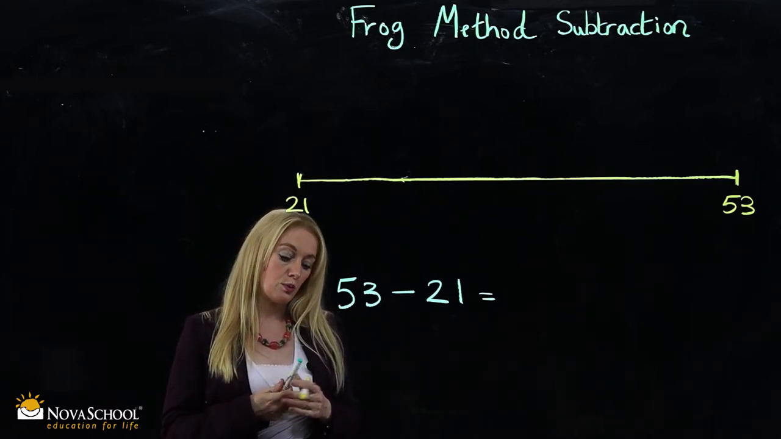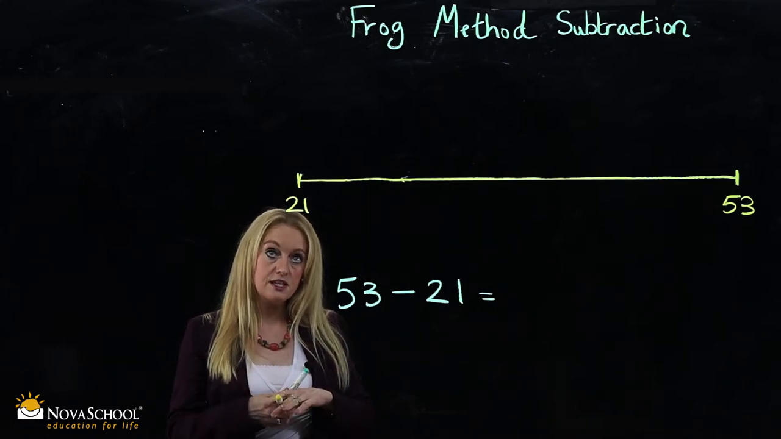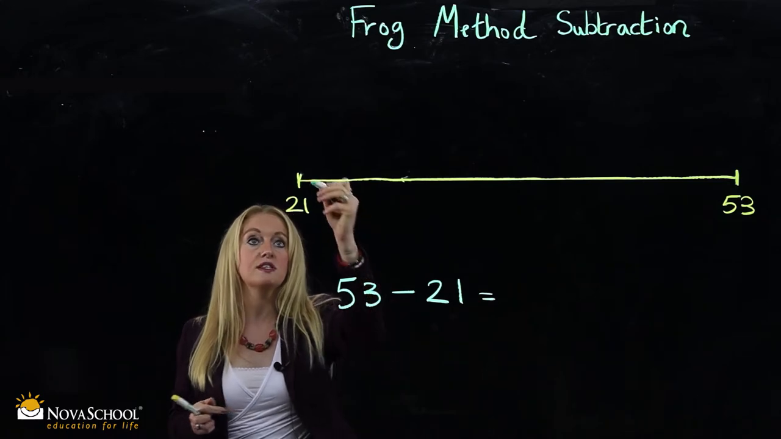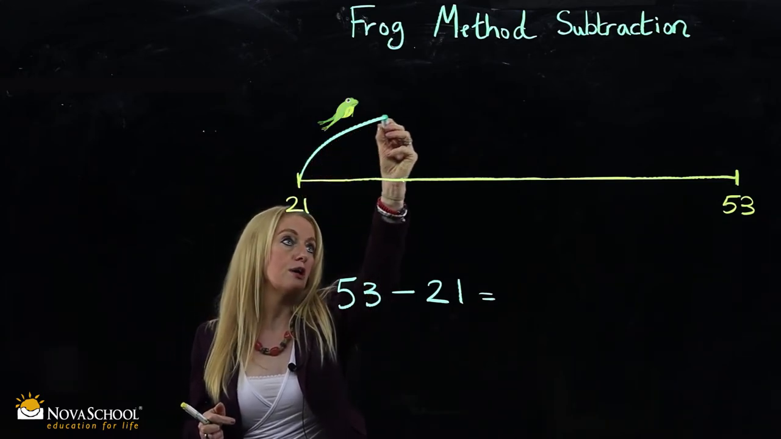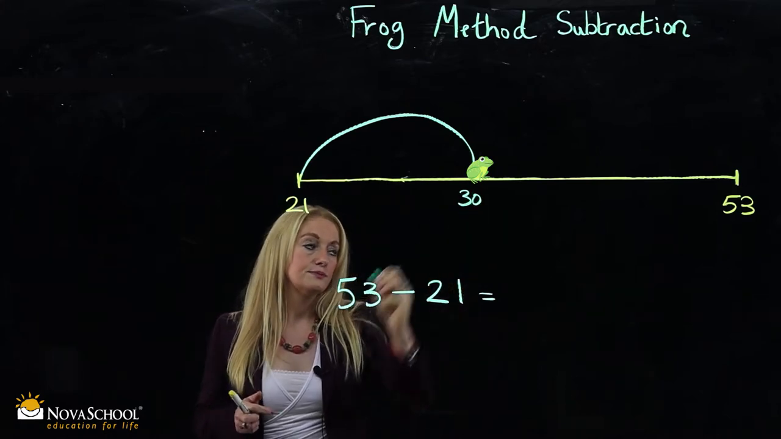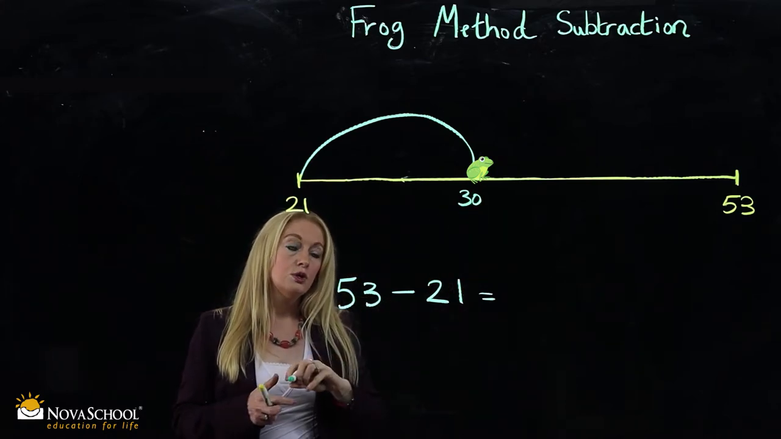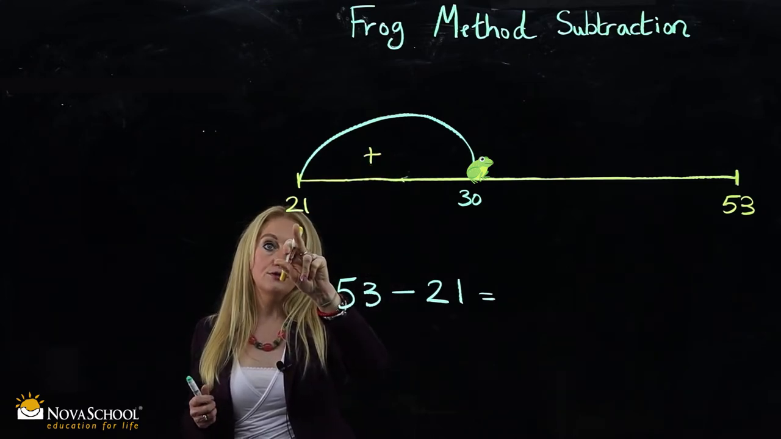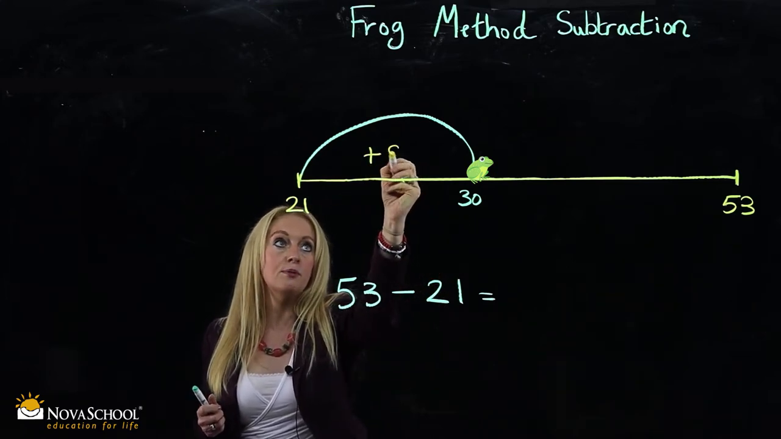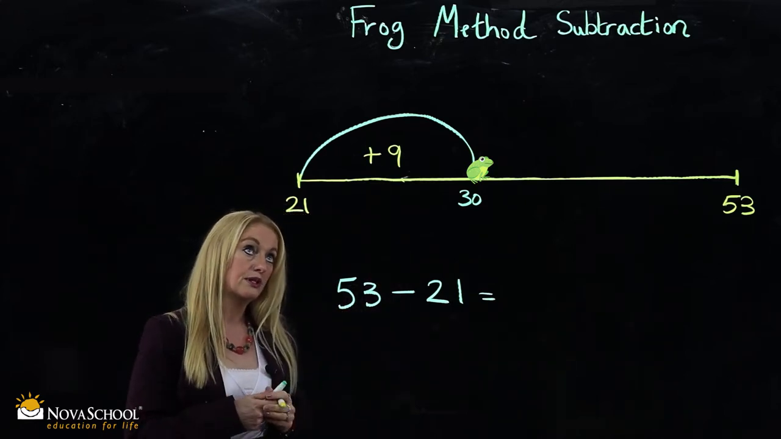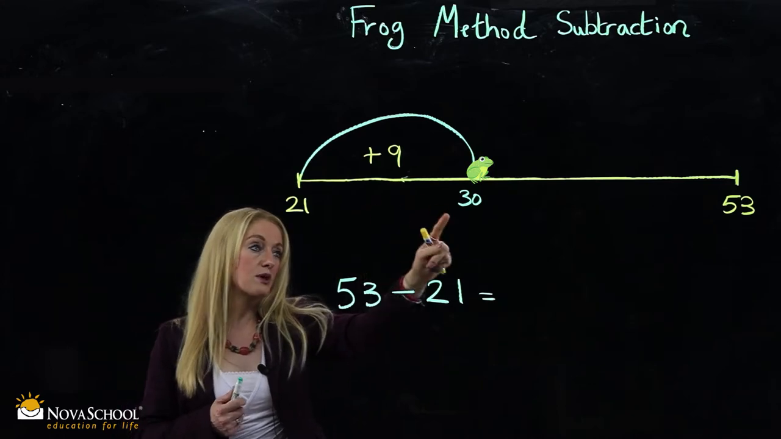So what do we do? The frog jumps from 21 to the nearest multiple of 10, which is of course 30. So our frog jumps to 30. We pop the 30 here, okay? And then we add the number that we've gone from the 21 to the 30, the number that we have added. We pop it in the frog loop, in the jump. Okay, so we've gone from 21 to 30.